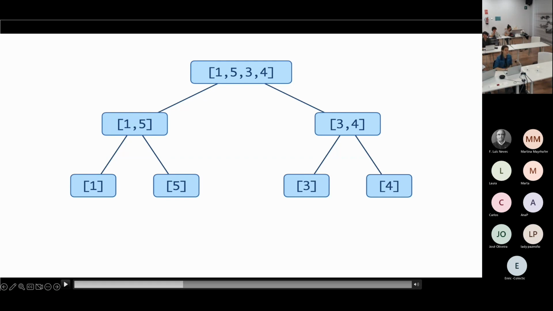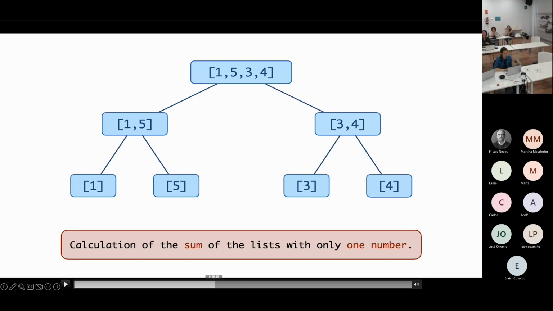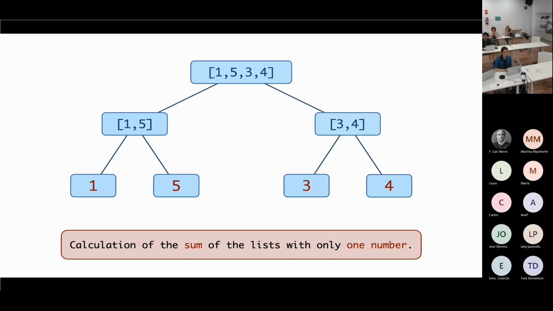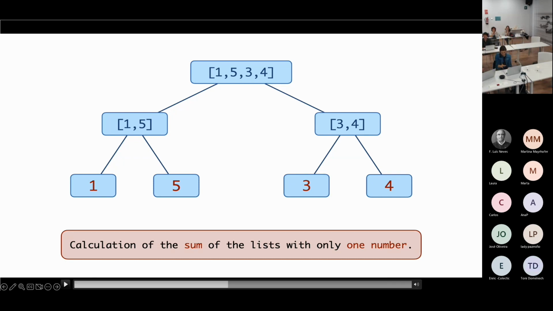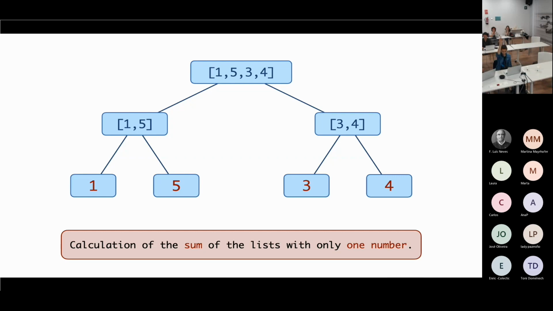So if I want to sum all the elements in a list that has only one number, the answer is just that number. So I will calculate the sum of the list with only one number and I get the results. And then once I have these basic results, I'm going to combine them to solve the big problem. Okay, so I went down and now I'll go up.